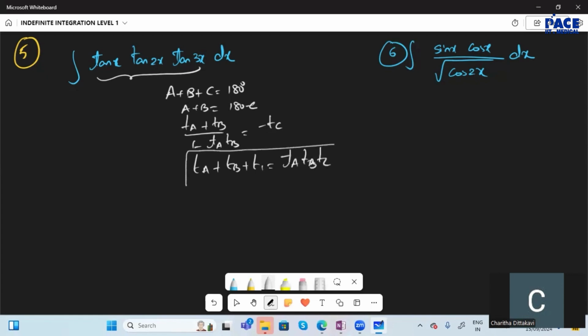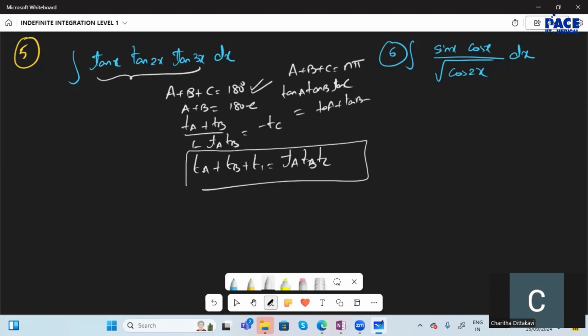So this is the most important law of trigonometry. So not only 180, any multiple of 180. Wherever you have A plus B plus C equal to any multiple of 180 degrees or n pi, you just have a rule: tan A tan B tan C is same as tan A plus tan B plus tan C. So product of tan A is nothing but your summation of tan A.